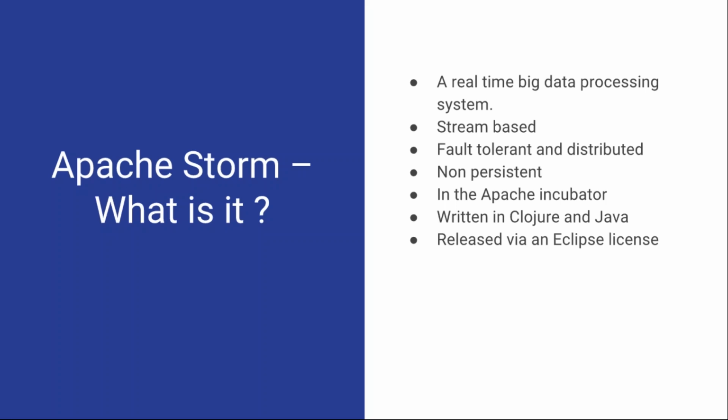The next thing is it is an Apache incubator project. It is written in Clojure and Java. Incubator project means you have to know it will have a wide range of development. Once it has joined the Apache incubator, we can see a wide range of development within that project, and it is easy to understand because it is written in Java as well as Clojure. Initially it was written in Clojure, but now everyone is developing Storm with Java only, and it was released with an Eclipse license.